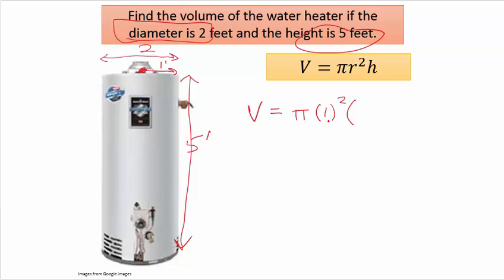So pi times radius squared is pi times 1 squared times height is 5. That gives us pi times 1 squared is 1 times 5 is 5. Pi times 5 is usually written as 5 pi.